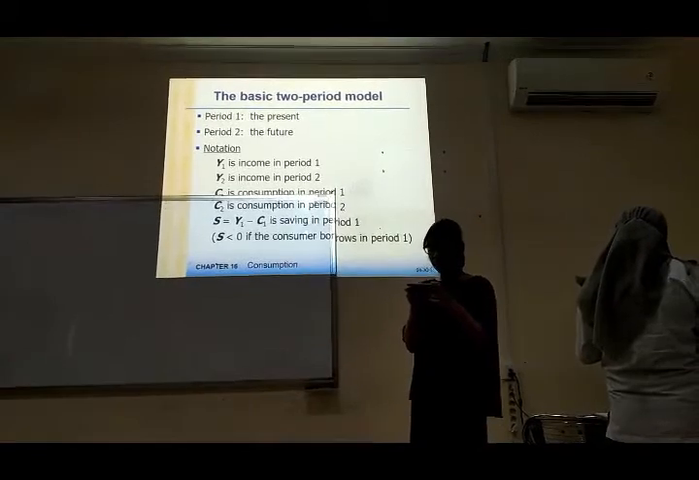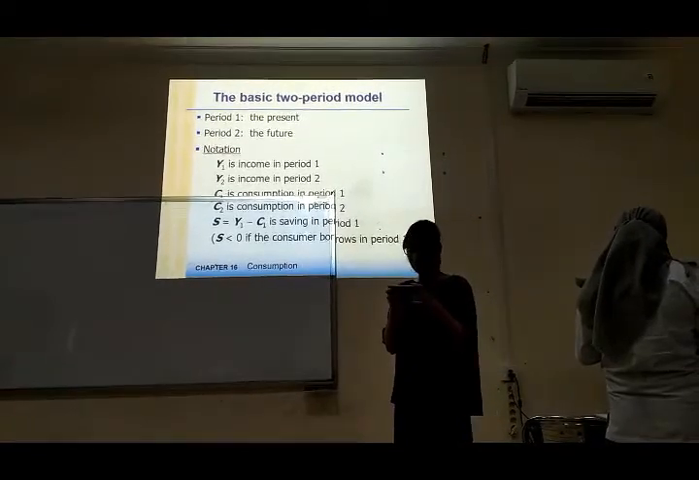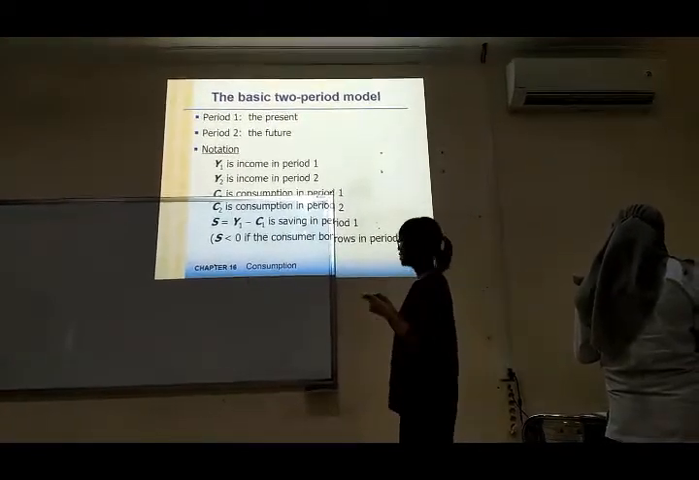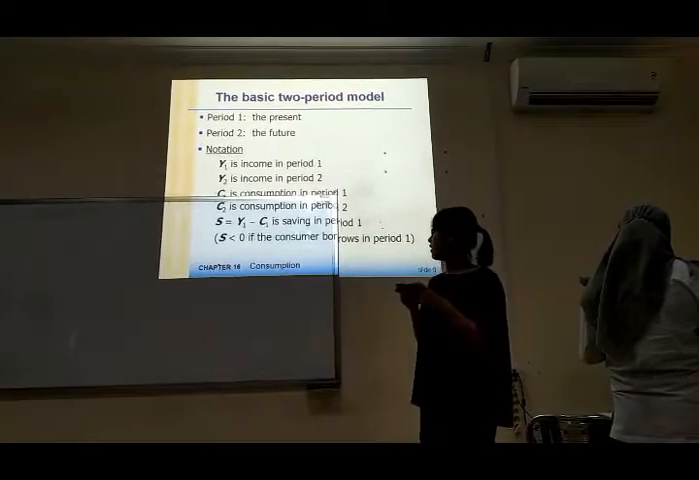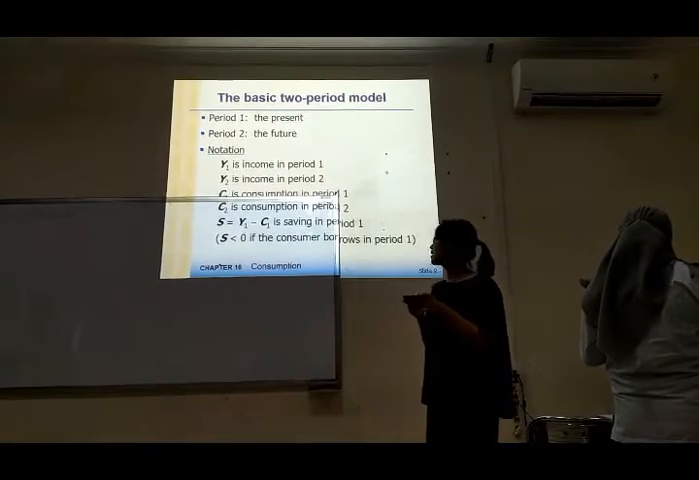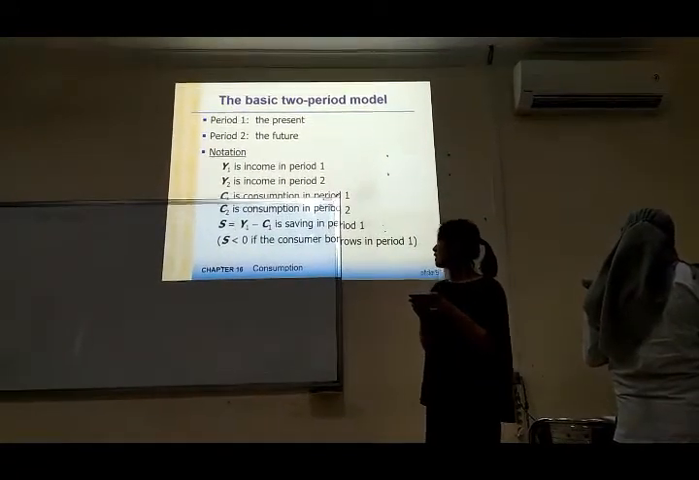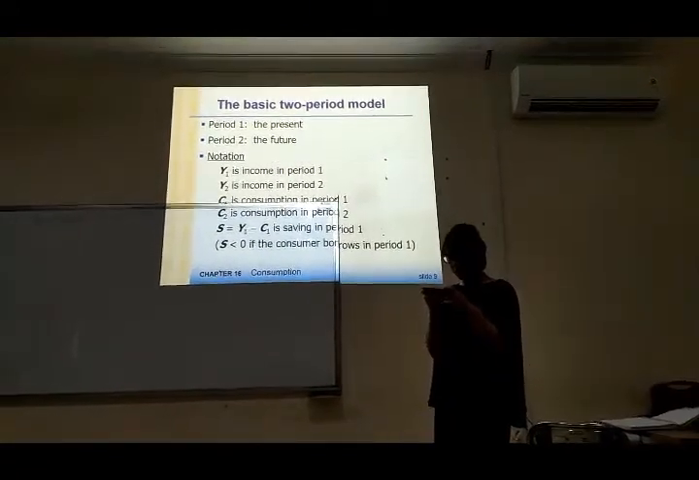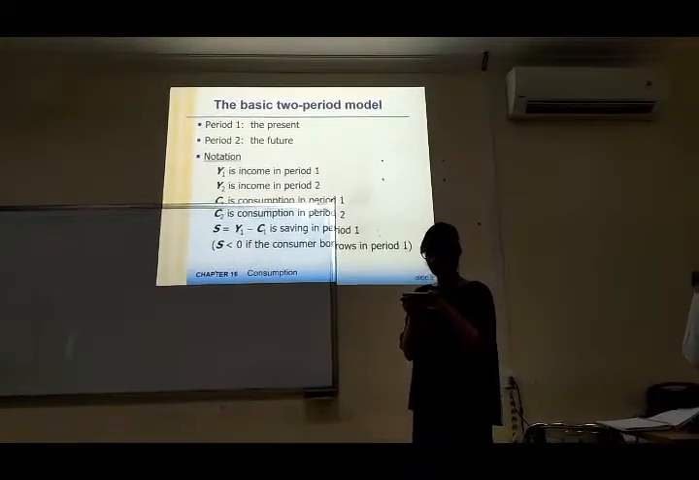C1 is consumption in period 1, and C2 is consumption in period 2. S is saving, equal to Y1 minus C1 in period 1. S is less than 0 if the consumer borrows in period 1.